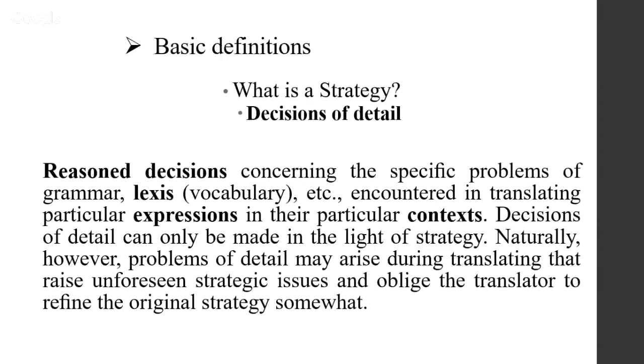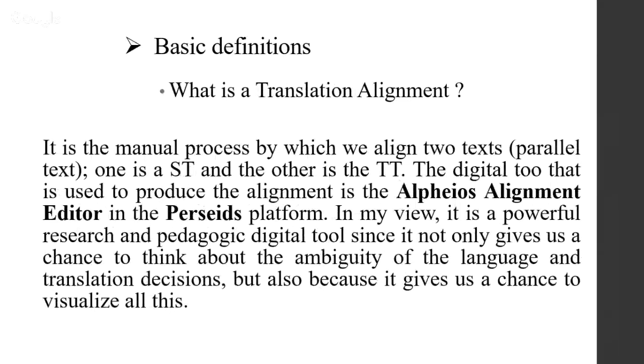So how to visualize all these decisions? I think translation alignment is the best way to do this. And what is translation alignment? It is a manual process, in contrast to the automated process, by which we align two texts, usually called parallel texts. One is a source text and the other is the target text. The digital tool that is used to produce the alignment is the Alpheios Alignment Editor in the Perseids Platform.